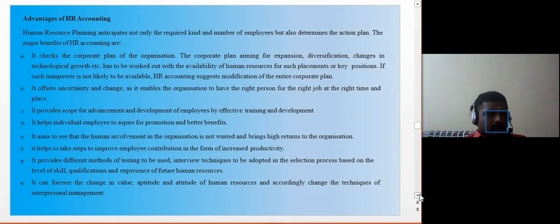It provides scope for advancement and development of employees by effective training and development. It helps individuals employed to aspire for promotion and better benefits. It aims to see that the human resource in the organization is not wasted and brings high returns to the organization. It helps to take steps to measure and improve that contribution in the form of increased productivity. It can foresee the change in value, aptitude, and attitude of human resources and accordingly change the kind of techniques of interpersonal management.